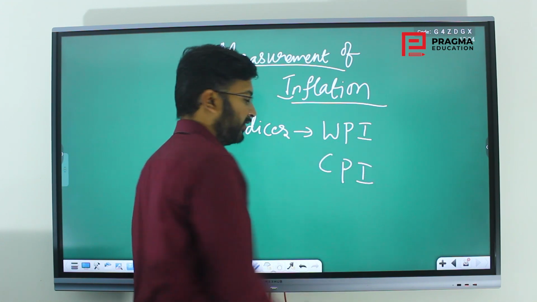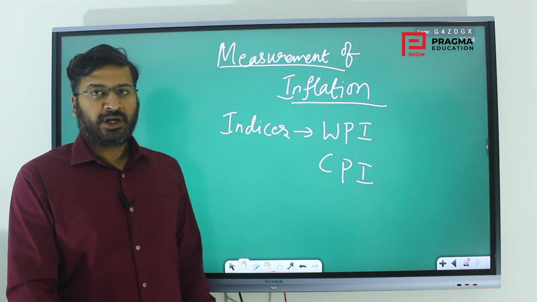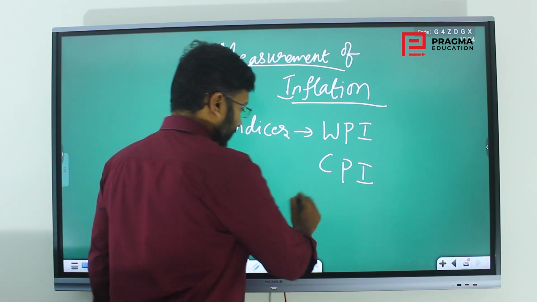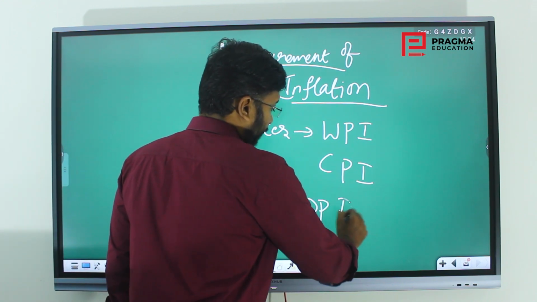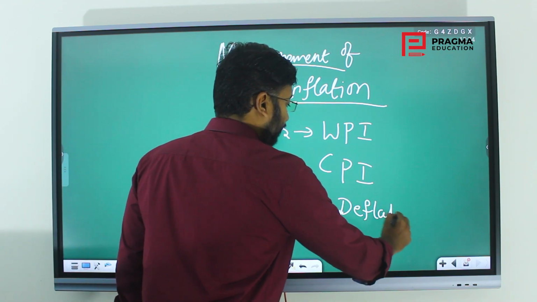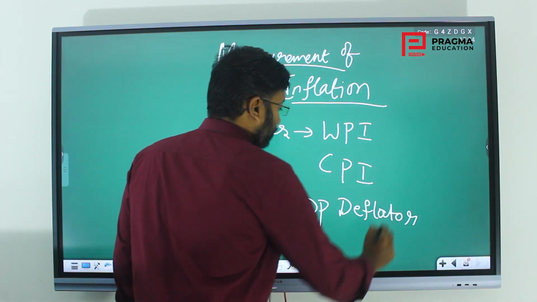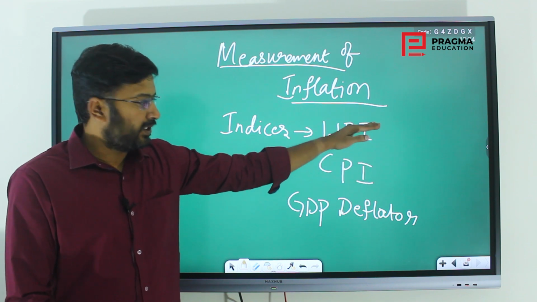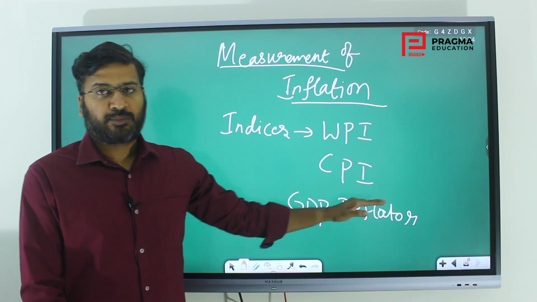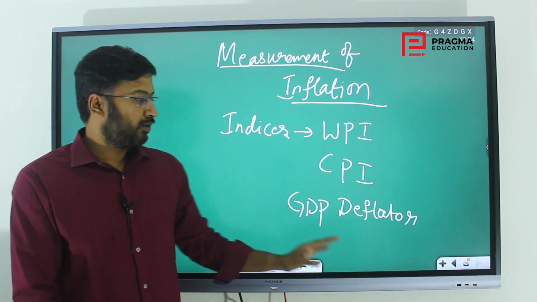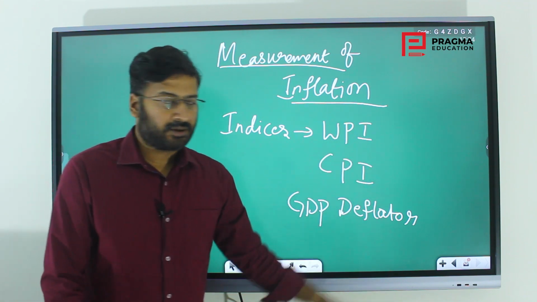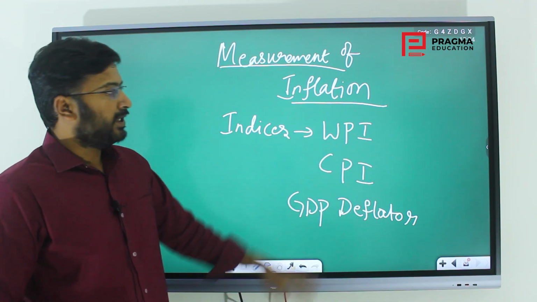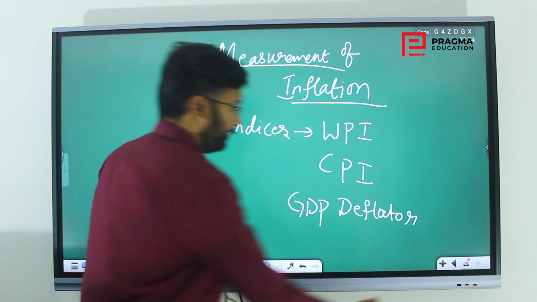There are two kinds of indices or two measurements of inflation, including one third one, that is GDP deflator. We will be covering this also. This is like a third method, but as a concept of inflation. So this is the extrapolation of the same to the whole economy. How we will see when we look into this concept. So these are the three ways of measuring inflation.